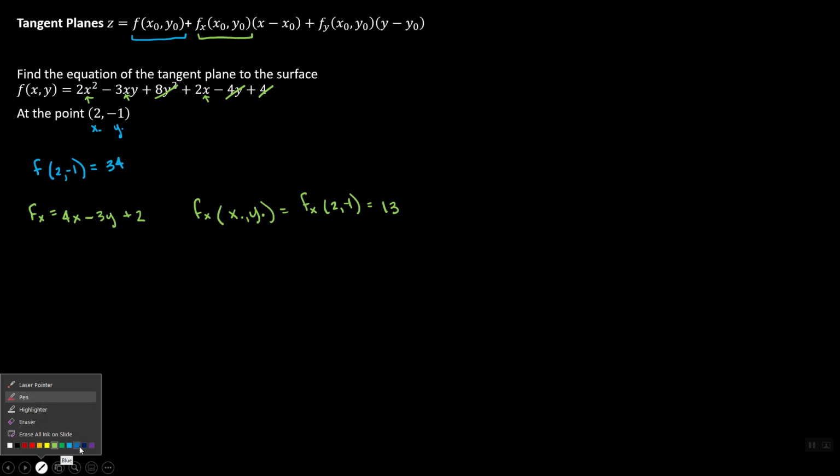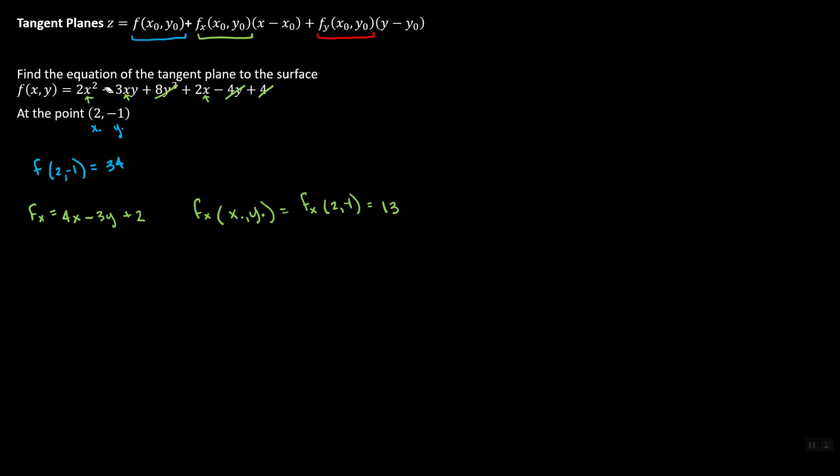Now we can move on to find the partial with respect to y. When we do the partial with respect to y, we treat x as if it's constant. So any term that depends completely on x or is a constant would go to 0 when we take the derivative. But the negative 3xy becomes negative 3x. The 8y squared becomes 16y. And the minus 4y becomes minus 4. And then we'll evaluate that at 2, negative 1 as well, to get negative 26.